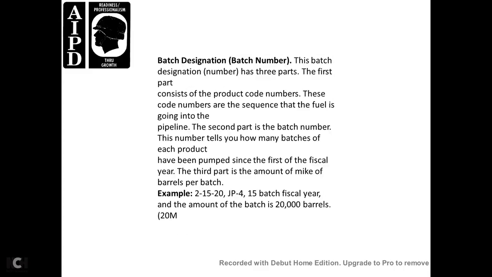Batching designation, or batch number. The batching designation is a number that has three parts. The first part consists of the product code number, the code of the fuel that is going into the pipeline. The second part is the batch number. The number tells you how many batches of each product have been pumped since the first of the official year. The third part is the amount of the batch in thousands of barrels. For example, 21520 is JP-4, the fifteenth batch for the official year. The amount of the batch is 20,000 barrels.